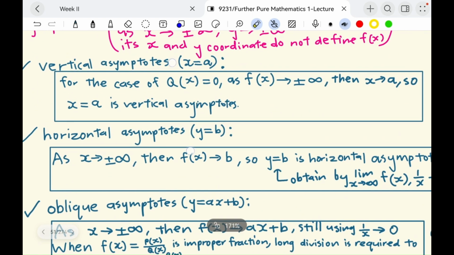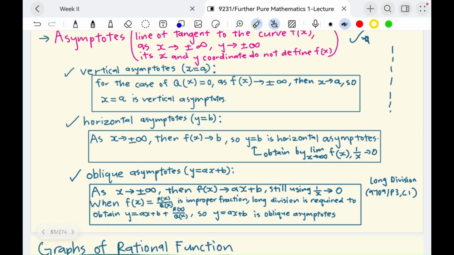So to find its asymptote, you need to let q(x) equal to 0, as f(x) goes to infinity. Then you have to solve q(x) equals to 0 to get the roots. Those roots will become the equation of the asymptote. And then you draw a dashed line like this. It turns out that x equals to a is the vertical asymptote.